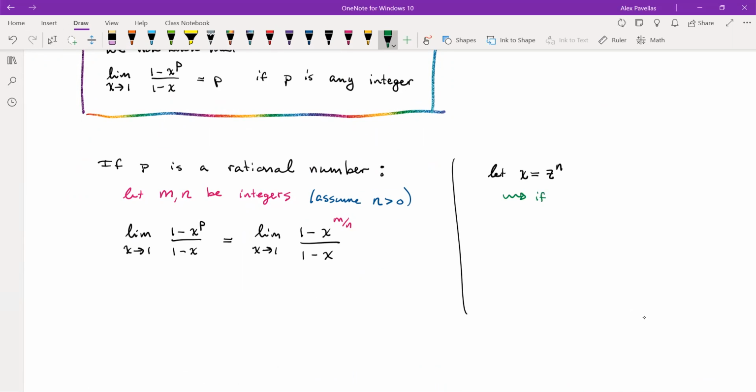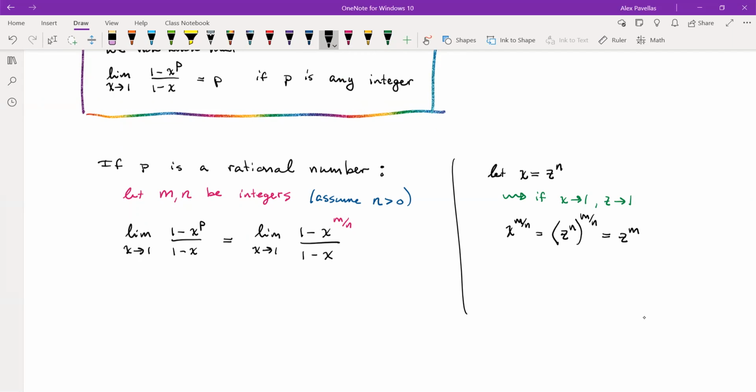So if x approaches 1, then z also approaches 1, because 1 to any power is 1. And also, let's see here. So the whole point for this is x to the m over n. What happens to that? Well, that becomes z to the n raised to the m over n. If you remember your exponent rules, you multiply the exponents, the n's cancel, and that becomes z to the m.